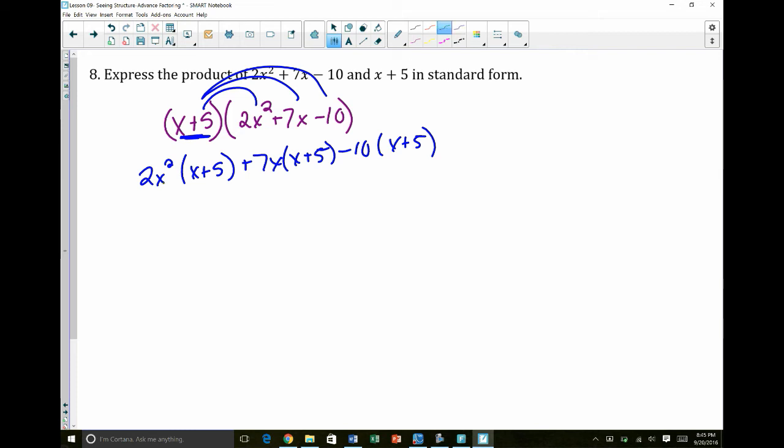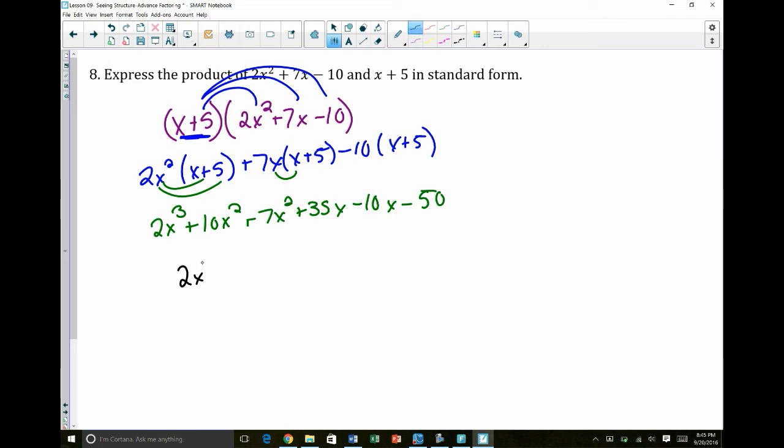Well, now I can apply the distributive property 3 times and get 2x to the third plus 10x squared plus 7x squared plus 35x minus 10x minus 50, and combine my like terms. So I get 2x to the third plus 17x squared plus 25x minus 50.